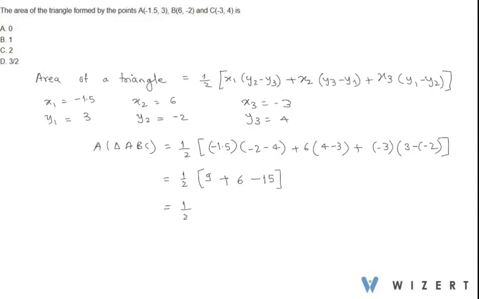So that is half into (9 plus 6 minus 15), which is equal to 0 square units. This must mean that these three vertices are collinear and do not form a triangle. So answer is option A.